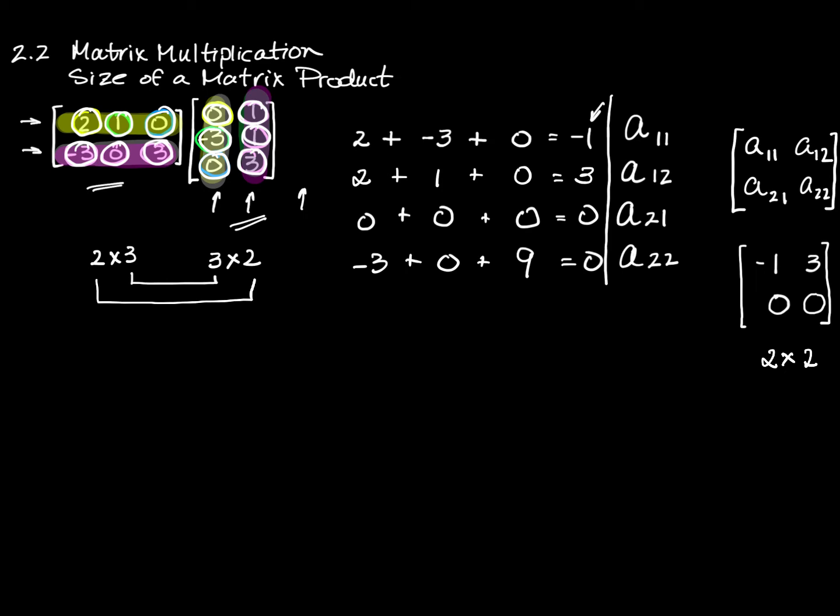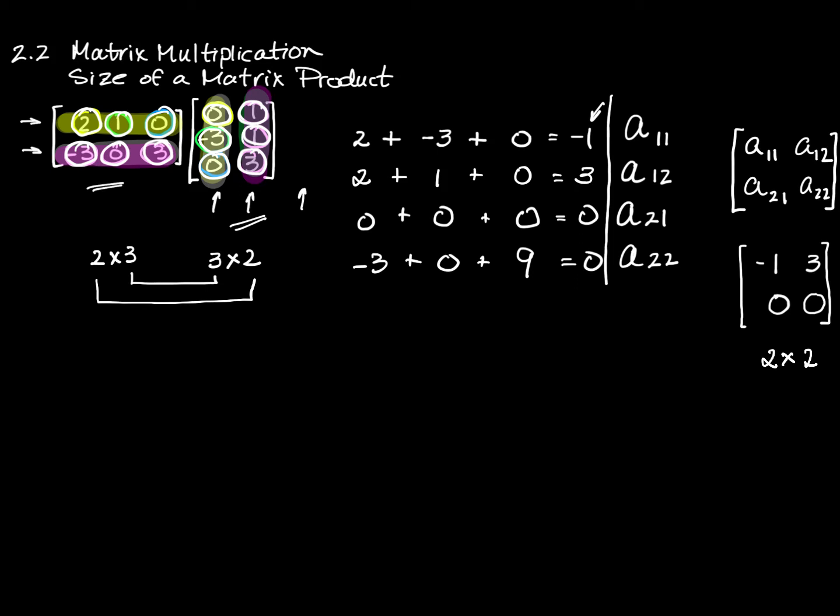Our resulting matrix will still be a 2 by 2 matrix. Okay, let's do one more example. And I'll do the next one fairly quickly because I don't really want to focus on the process of multiplication in this video. I really want to focus on this idea that the numbers in the middle have to match, and the numbers on the outside tell us what the size of the product is.